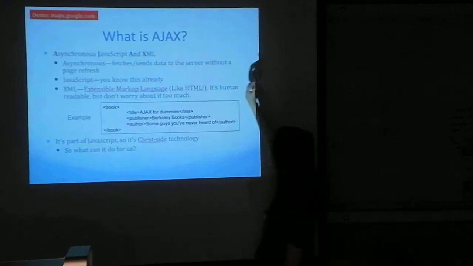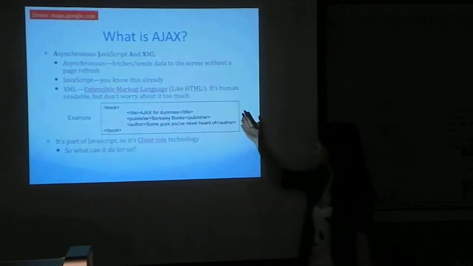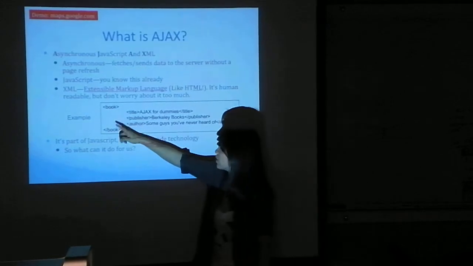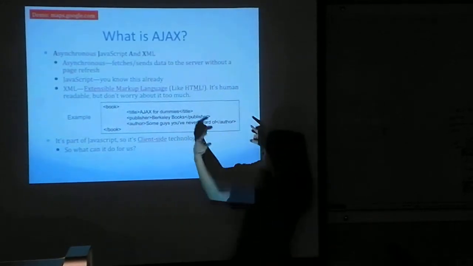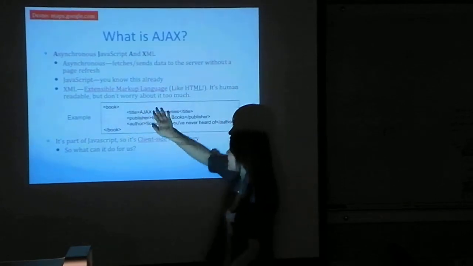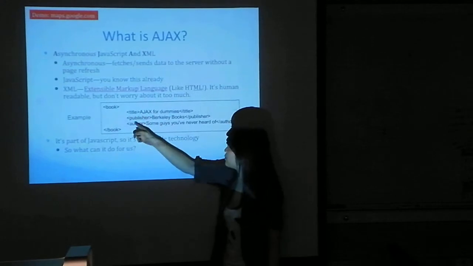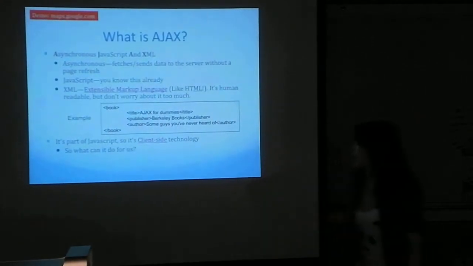So JavaScript, you know this already. XML stands for Extensible Markup Language. It's like HTML, but don't worry about it too much. Here's an example of XML where you have books. It's the same hierarchical, nested structure that HTML has. So you have a book, you have information about its title, publisher, and author, and some closing tags. But don't worry about it.